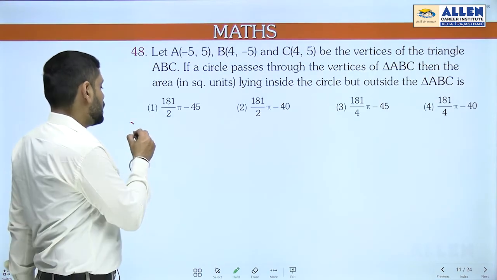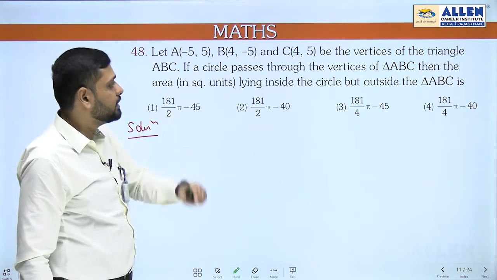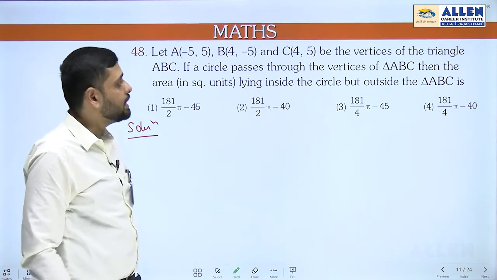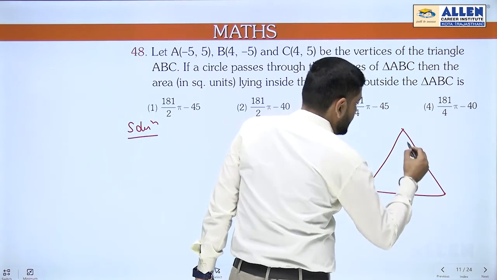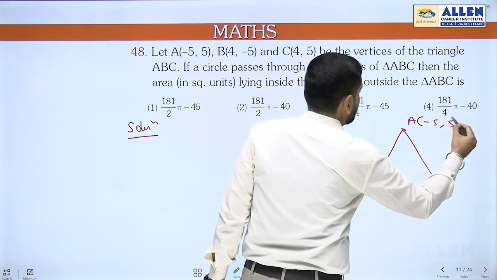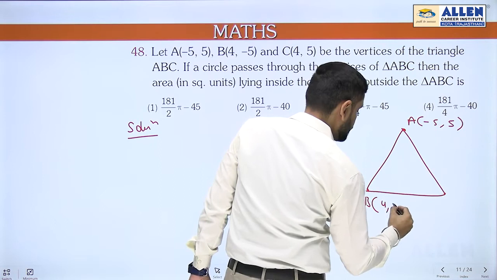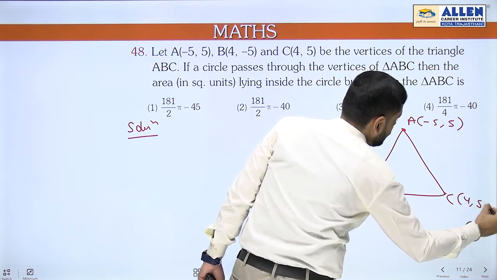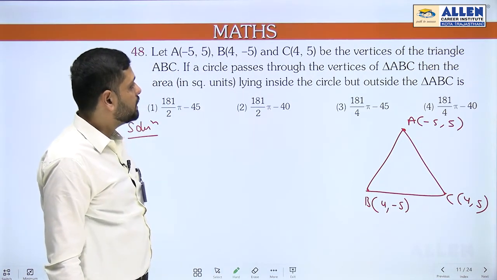Now the next question is again a good question. Why? Because here 3 points are given and those 3 points are the vertices of a triangle. That is, the coordinates of 3 points are given. So A is minus 5 comma 5, B is 4 comma minus 5 and C is 4 comma 5. Right? Minus 5 comma 5, 4 comma minus 5 and 4 comma 5 are the vertices of the triangle.